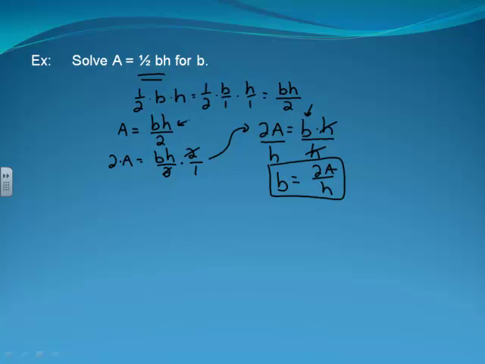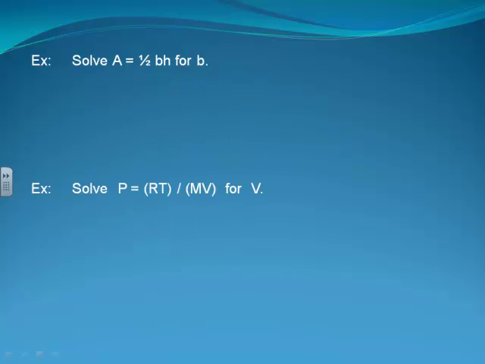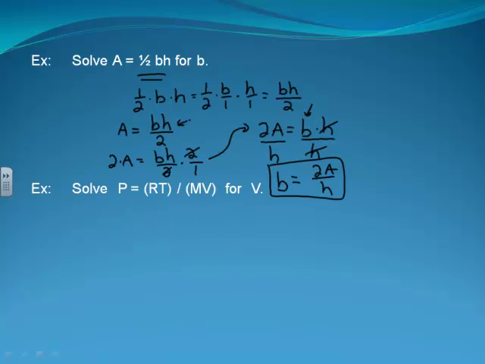And that's your answer, because there's nothing further you can do unless they tell you numbers to substitute in for some of those variables. All right, let's do this problem. Solve P equals RT divided by MV for V.